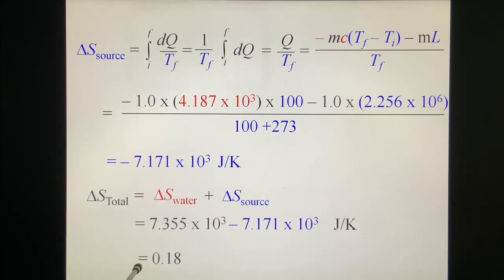This is 0.0184 times 10 to the 3. This is much larger than 0. If it is smaller than 0, there's something wrong with your calculation.